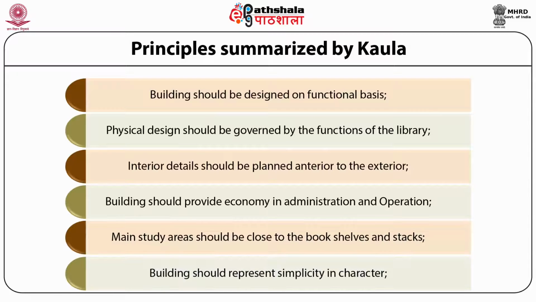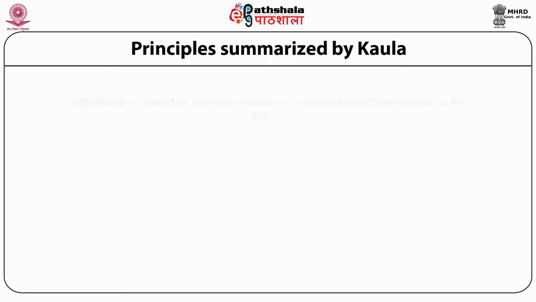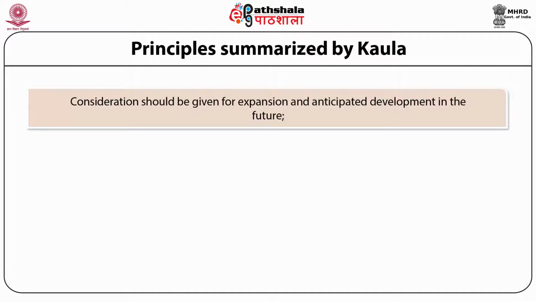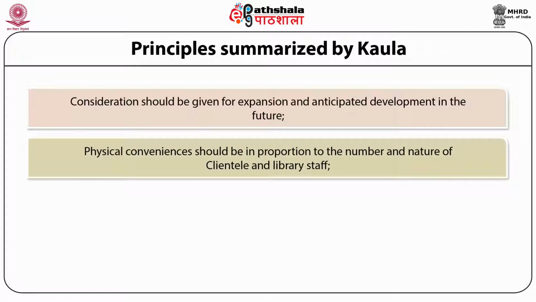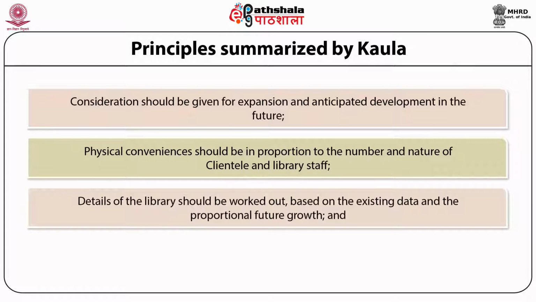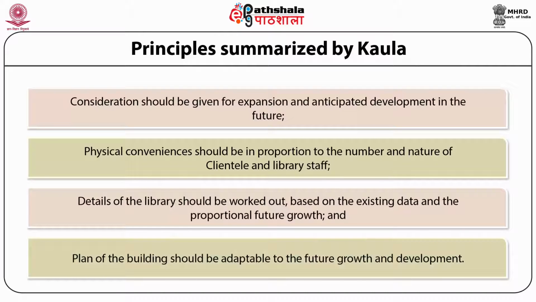Number 6, building should represent simplicity in character. Number 7, consideration should be given for expansion and anticipated development in the future. Number 8, physical conveniences should be in proportion to the number and nature of clientele and library staff. Number 9, details of the library should be worked out based on the existing data and the proportional future growth. And number 10, plan of the building should be adaptable to the future growth and development.